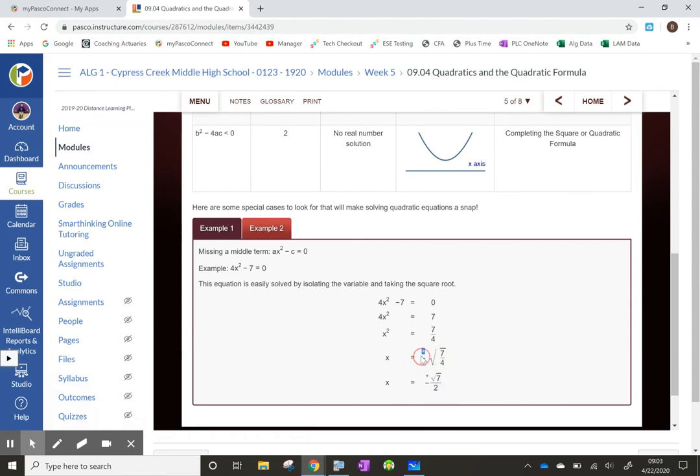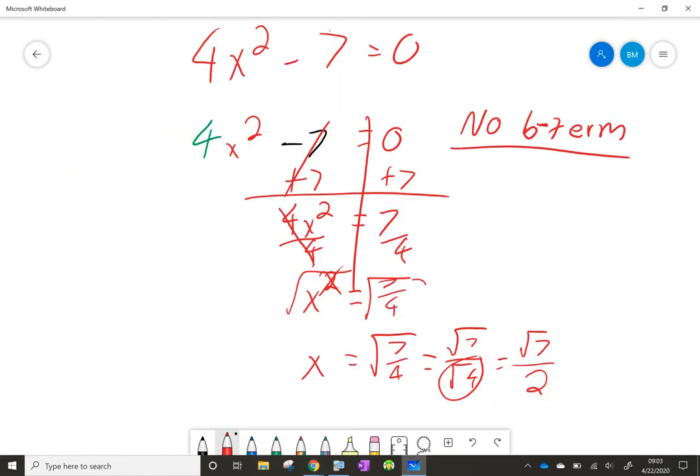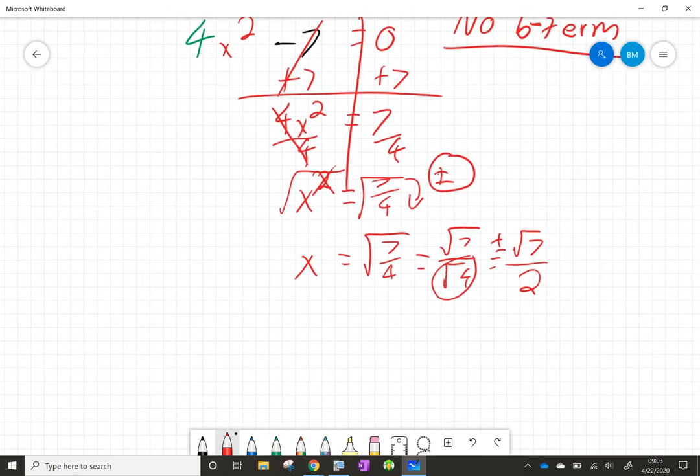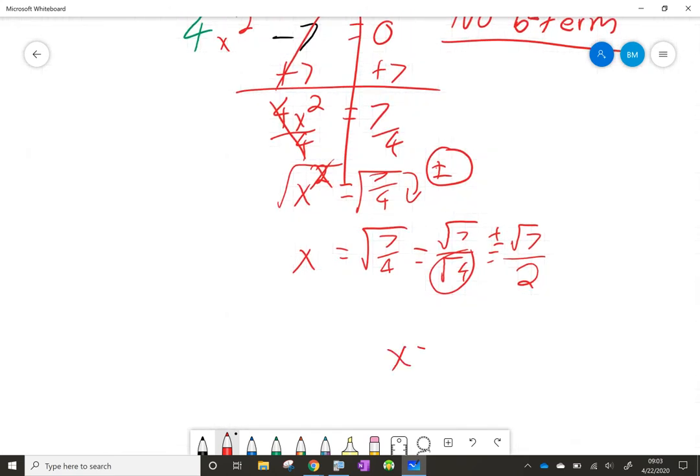But they do have the plus and minus. Don't forget about that. Anytime you take the square root of something, you end up with the plus minus, which is why in the quadratic formula, the plus minus is in the formula. The plus minus is in the formula because it knows this step happens throughout the process. So when you take the square root, you get plus minus. So that's why our final answer here is x equals plus minus square root of 7 over 2.